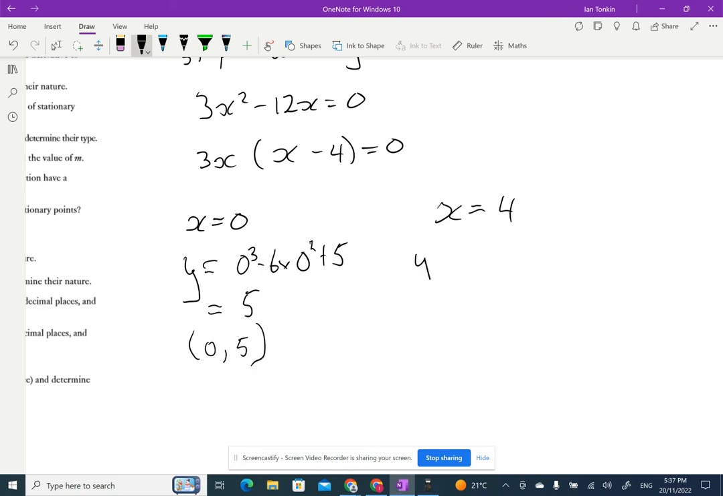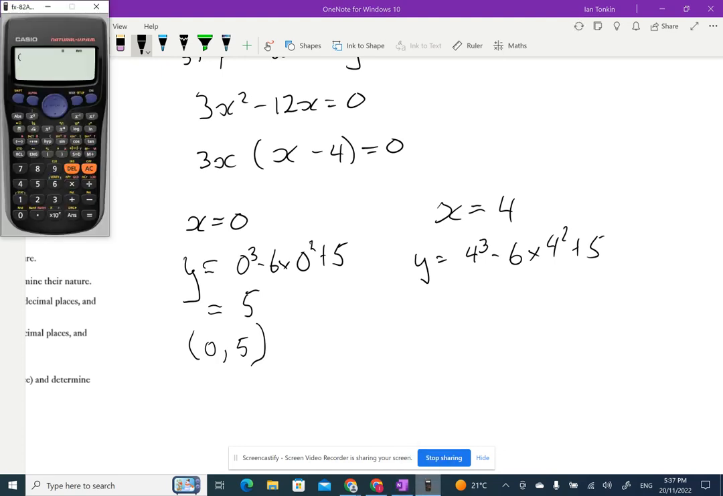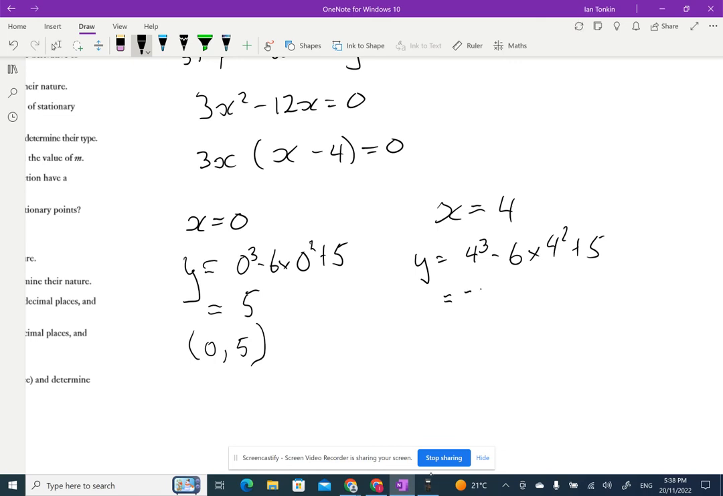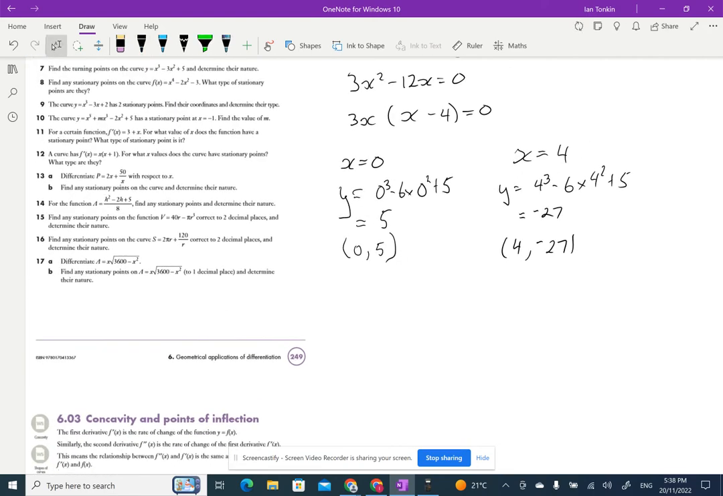And my next stationary point will be at 4 cubed minus 6 times 4 squared plus 5. And I'll pull up my calculator for that, and I go 4 cubed minus 6 times 4 squared plus 5. I get negative 27. So I've got this (4, negative 27). So now I've got these two stationary points.